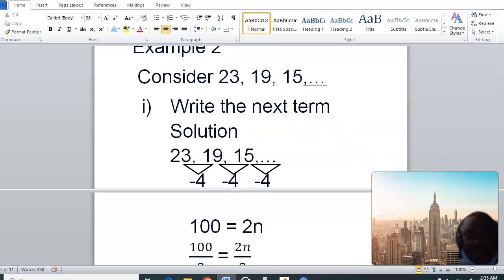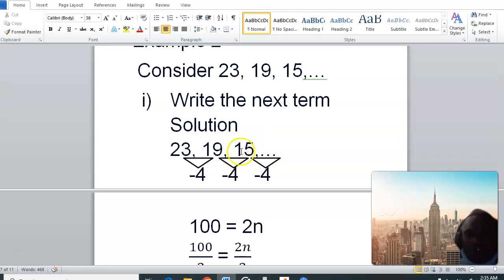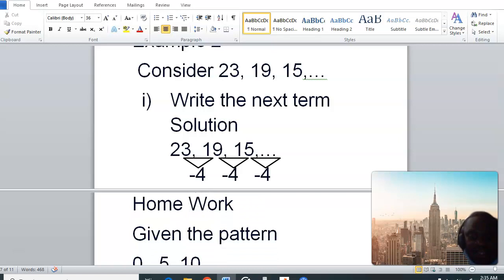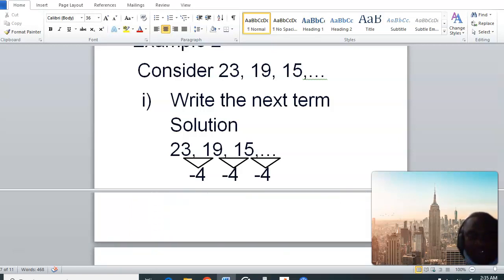How do you determine the next term? Always start from the last term. So 15 minus 19 will give you negative 4. 19 minus 23 will give you negative 4. So definitely the next number minus this will also give you negative 4. How did you get this 19? It's 23 plus negative 4. So we can get the next term.